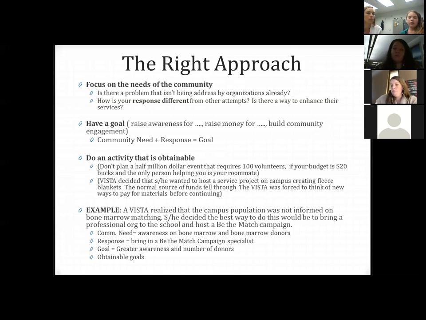And then it also had obtainable goals because that person might not have known a lot about bone marrow matching, but they brought in someone that was willing to come in and do it for free, so they didn't have to worry about funding, that sort of thing. Anything you wanted to add? No, okay. I'll jump in.